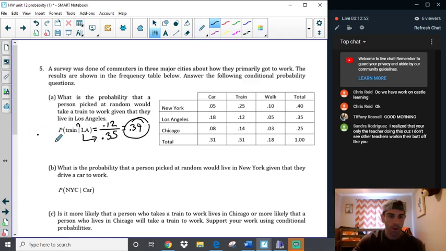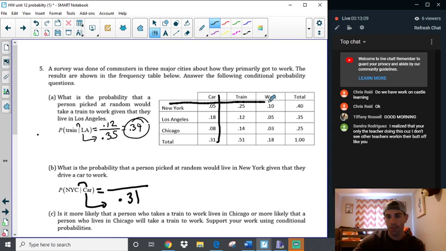All right. What is the probability that a person picked at random would live in New York given that they drive a car? So same thing. Car, that's my total. That's going to be my denominator. That's 0.31. Now, New York City in car. So again, if I draw a line through New York City, draw a line through the car, and see what their intersection is, that's at 0.05. So now you're going to divide the 0.05 by 0.31. That's 0.16. Okay?